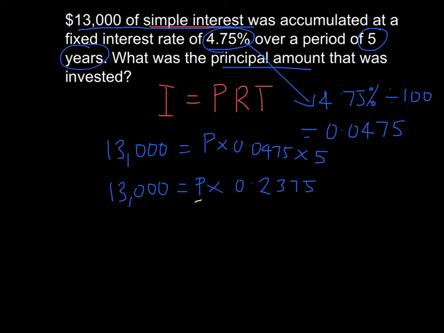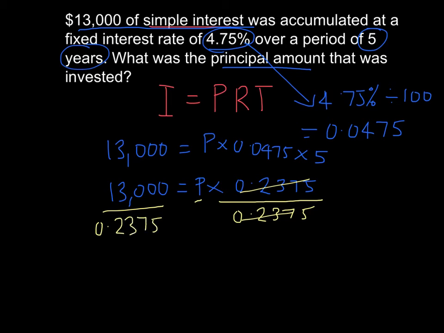So to do that, we need to do reverse operations. On this side, we can see that we're multiplying by 0.2375. So if we divide by 0.2375, they'll be able to cancel out because anything divided by the same thing is equal to 1. To balance the equation out, we must do it on the other side of the equal sign though. So we need to divide 13,000 as well by 0.2375. Therefore, we will have the principal amount, or P, on its own.